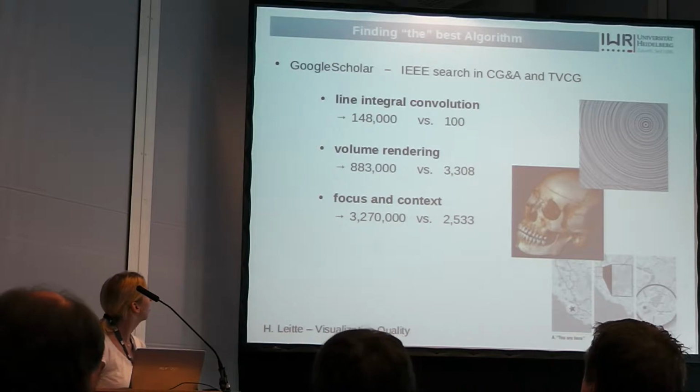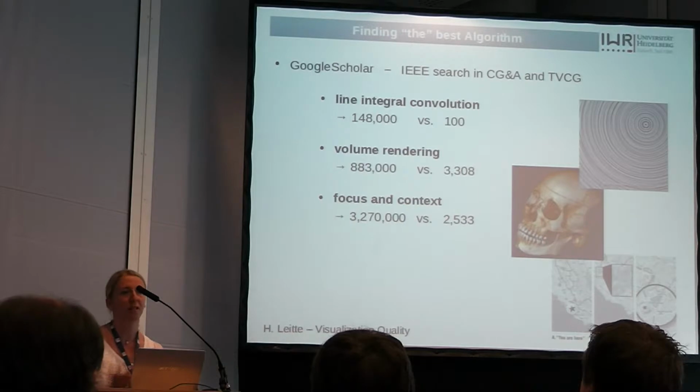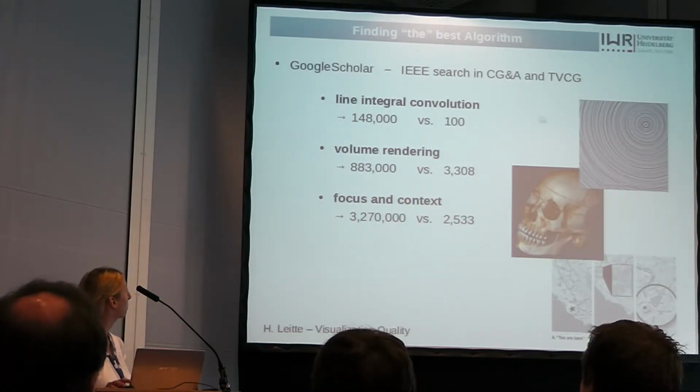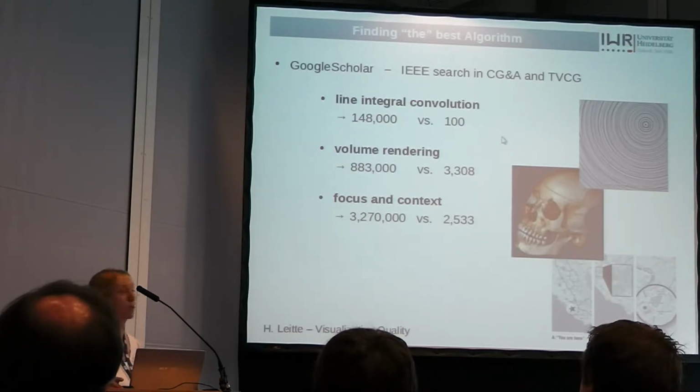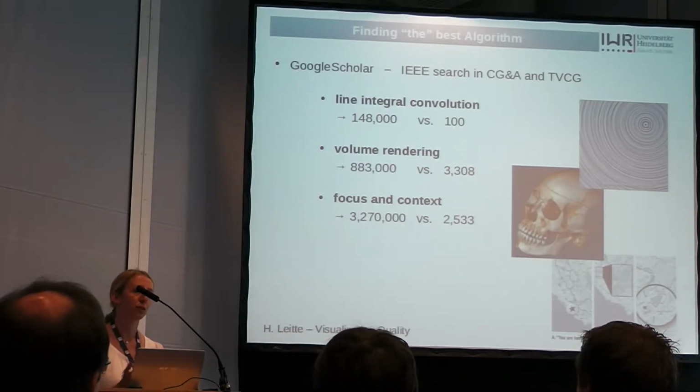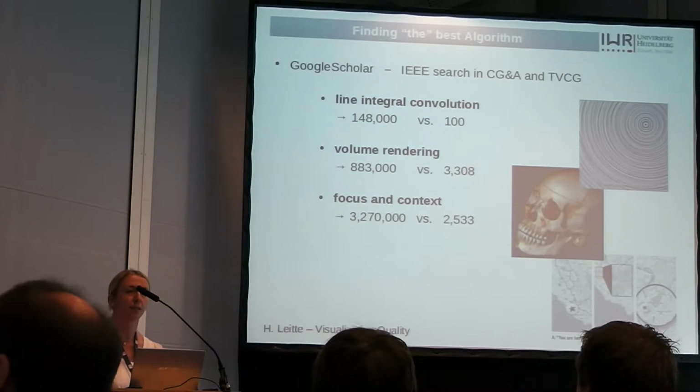So I did an IEEE search in CGNA and TPCG, just because they have an easy interface, so you can take any journal. And I still ended up with 100 papers for LIC, 3,000 papers for volume rendering, and 2,500 papers for focus and context. So it's still a huge number of papers that you would have to check to get a grasp on this. And so I think we have to provide them with tools to compare the different techniques to help them find the best one for their need.